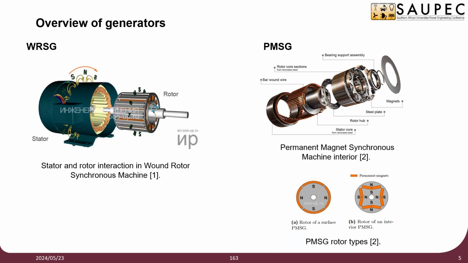WRSGs are generally larger and increase in size and weight with higher pole numbers, limiting their use in weight-sensitive applications. They can independently produce reactive power for enhanced voltage regulation, but are limited by the need for brushes. This leads to increased maintenance requirements and potential reliability issues.